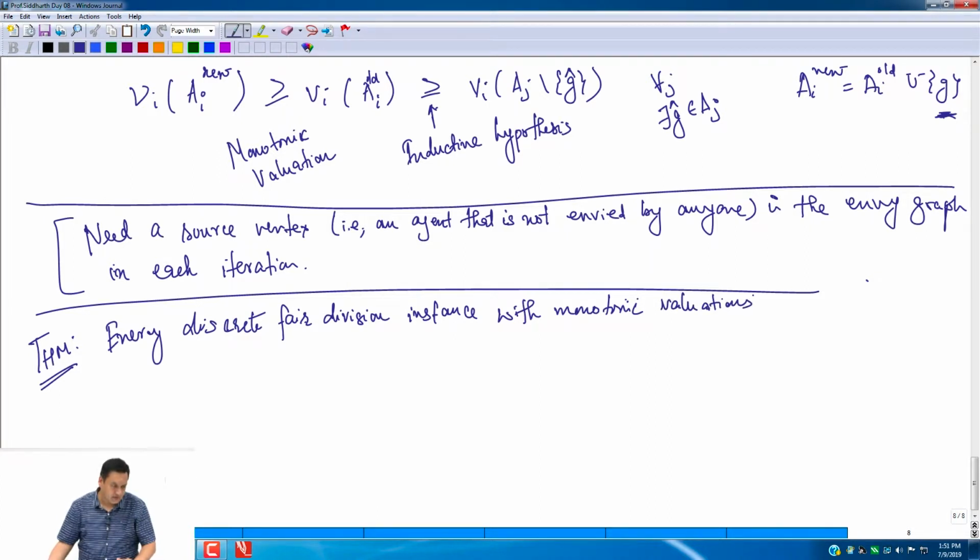It says that all you need are monotonic valuations. All you need is the fact that if I give you a bigger set, if I look at a superset of something, your valuation does not decrease. And it's exactly used here in the observation. But I'm saying all I'm going to do is use this assumption: if I increase your set in a containment sense, then the valuation does not decrease.